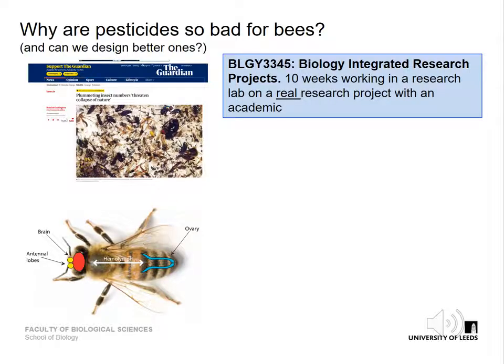So what we're finding is that some of these pesticides have sublethal effects. So the concentrations that are used in agriculture and found in the environment, it may not kill the bees, but it does have a negative impact on them.